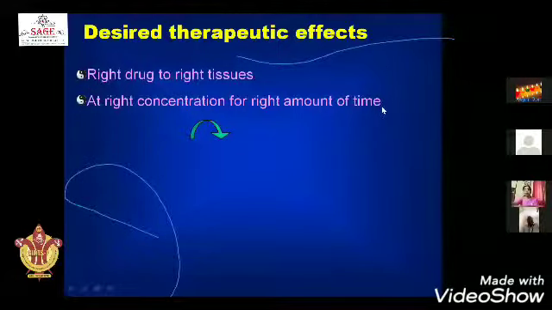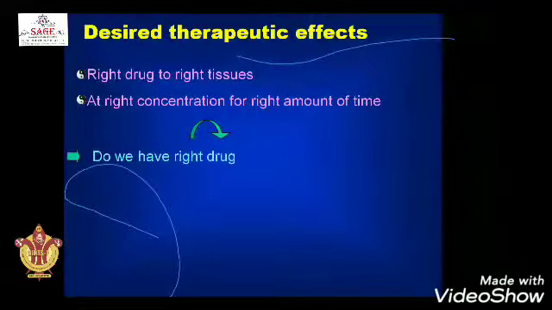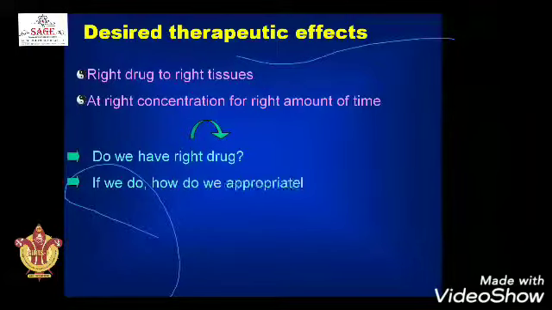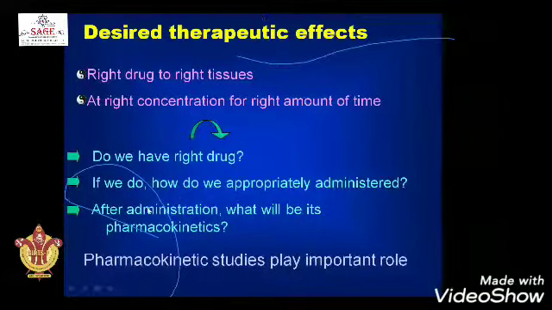It should not be like this: after the administration of the drug, you want a response immediately, but you get the response after say 2 or 3 hours. Then it will not have any use. So the question is, do we have the right drug? That we have to think about. For getting the desired therapeutic effect, do we have the right drug? If we do, then how do we appropriately administer it? Because the route of administration will decide how much of the drug reaches the desired tissues.